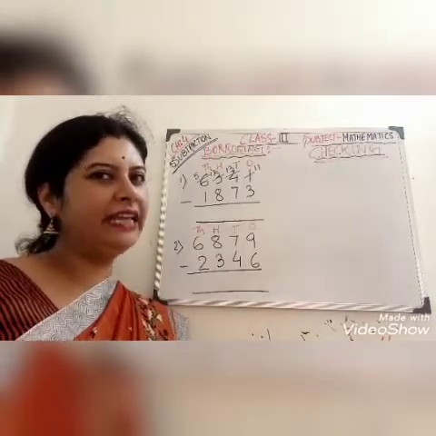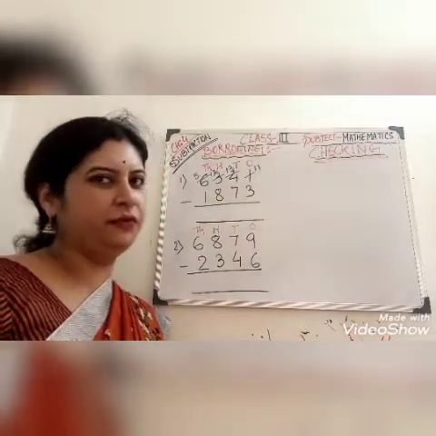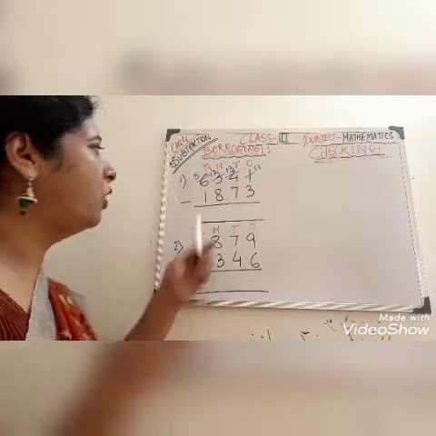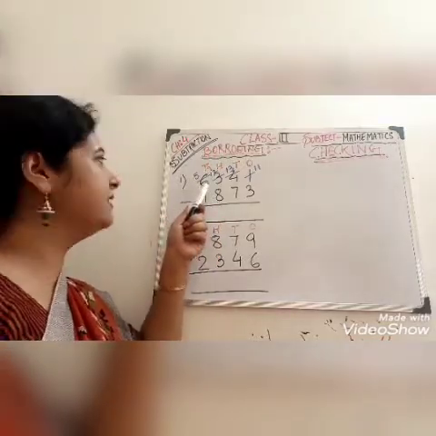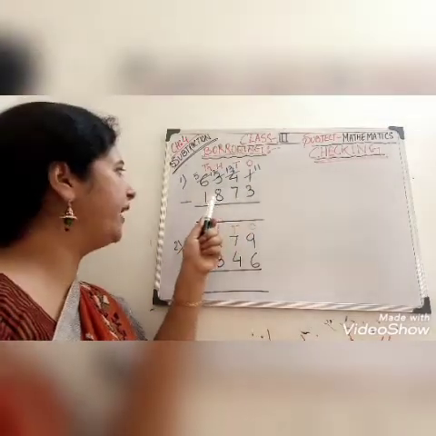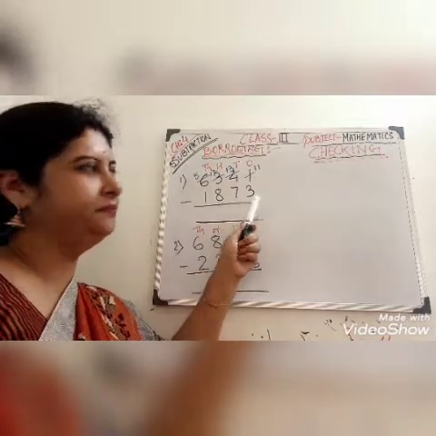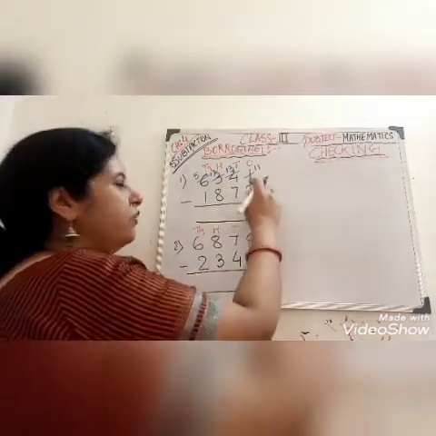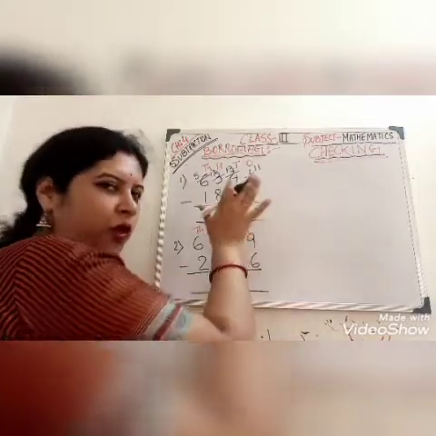Now move on to our next exercise. Our next exercise is borrowing subtraction. First, observe the first question. In minuend, it is 6341 and in subtrahend, it is 1873. So first of all, we write down the bigger number and then the smaller number.